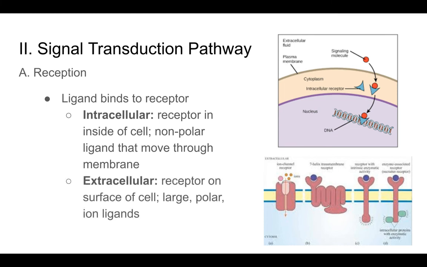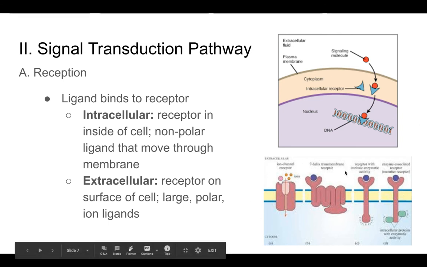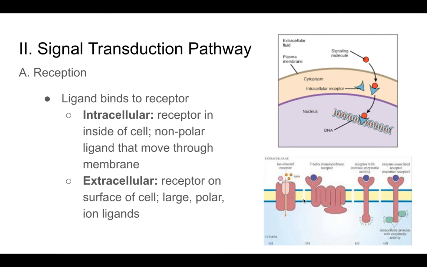The other kind of receptor are called extracellular receptors, and these are the receptors that are on the surface. Here is a picture of several different kinds of extracellular receptors. These all have different shapes. They are all protein receptors, and they all have a bit of a docking place for the ligand. So the ligands that are going to bind here are the ligands that have a hard time making it across the cell membrane. So really big molecules, polar molecules, and ions.